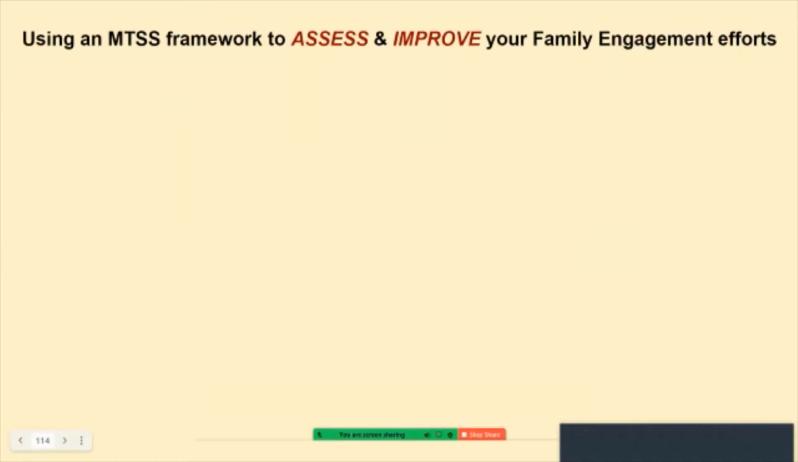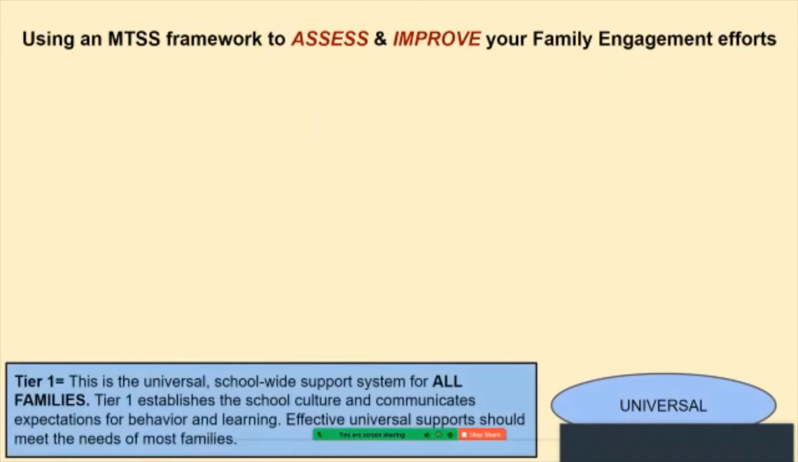Okay. So now we're going to use an MTSS framework. So we're familiar briefly with the tiers of systems of support, right? So we're going to use that sort of visual model to assess and improve our family engagement efforts. So we've talked before that the foundational level, right, is the tier one. And you might recall from last week that some districts even add a foundational level prior to this tier one. But for today's conversation, we're gonna start here.